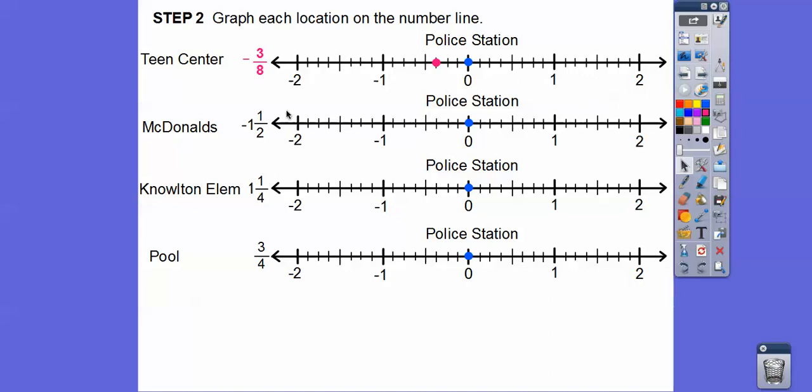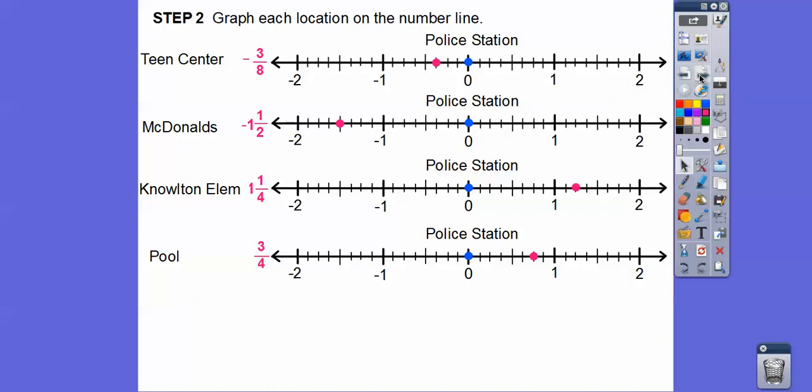Okay. So negative 1.5. There's negative 1. So right there at negative 4/8 past that. So this is going to be negative 1 4/8. Okay, and there's negative 1.5 right there. Okay, Knowlton Elementary is at 1 1/4. So here's 1 right here. Here's 1/8. Here's 2/8. So 2/8 is a quarter. Okay, so here's a half right there. So half of a half is a quarter. So there's Knowlton Elementary School right there. And then 3/4 is going to be, okay, so it's not quite to 1. 3/4 is halfway between a half and 1. So it's going to be right there.